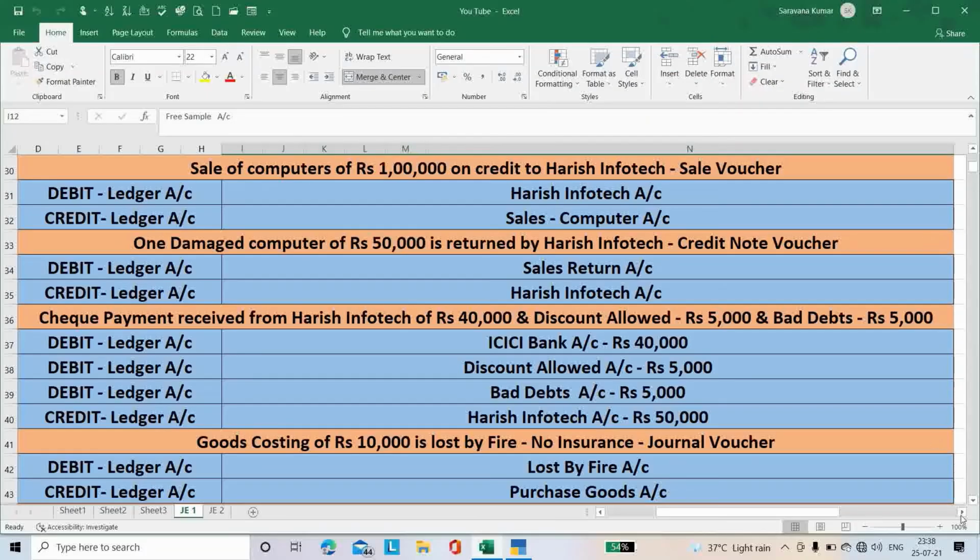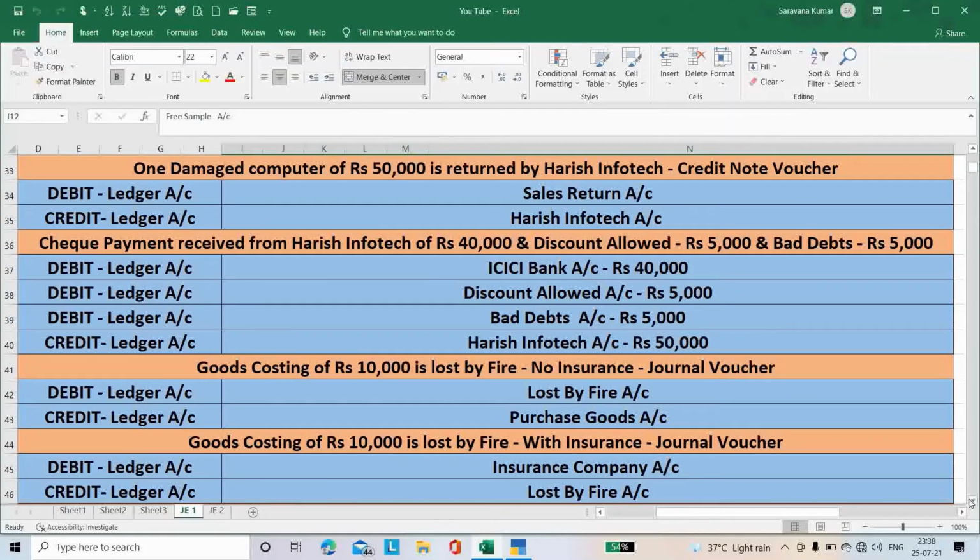Next transaction is one damaged computer of rupees 50,000 is returned by Arish Infotech. Here the journal entry is debit sales return account, credit is Arish Infotech account.